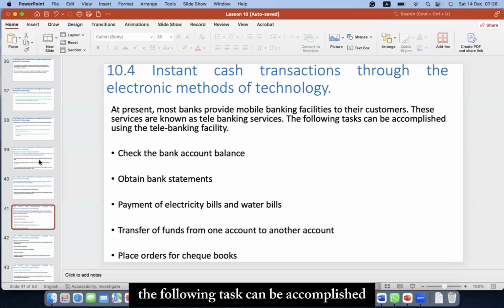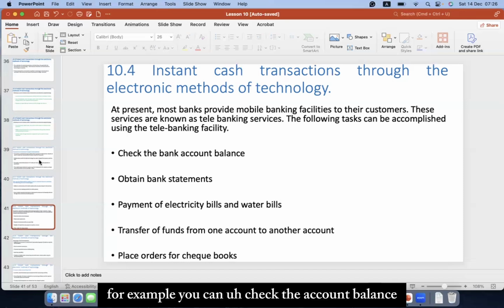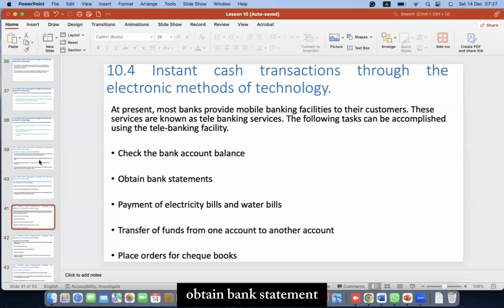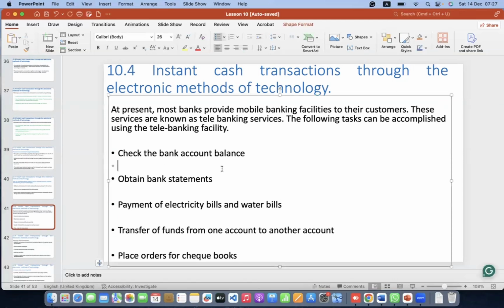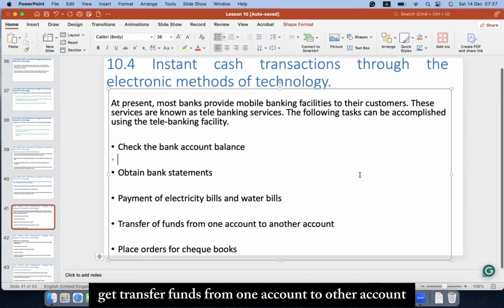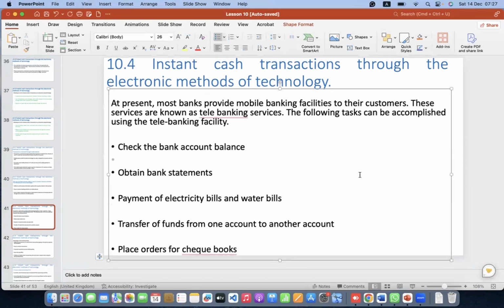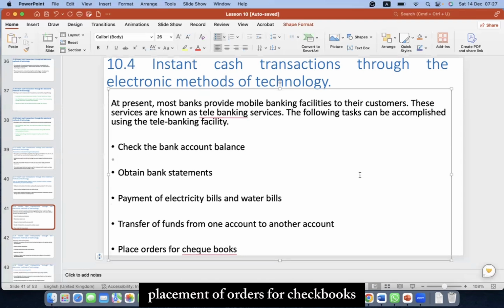The following tasks can be accomplished using telebanking facilities. Okay. For example, you can check the account balance, obtain a bank statement, pay electricity bills and water bills, transfer funds from one account to another account, and place orders for checkbooks.